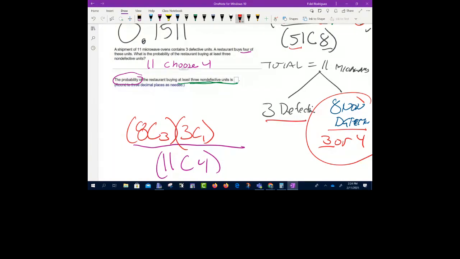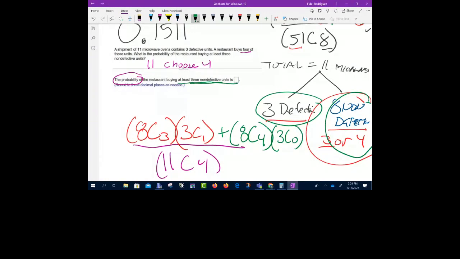Or we would have another possibility, y'all. We could pick all 4 from this group. So look, I'm going to put plus 8. We could choose all 4 from there. And if we choose all 4 from there, y'all, then that means out of this group, we're going to choose none.